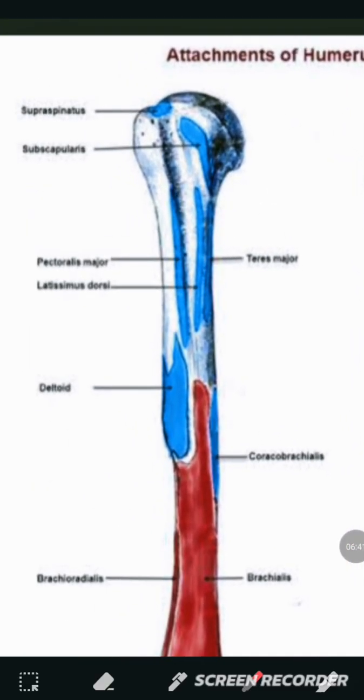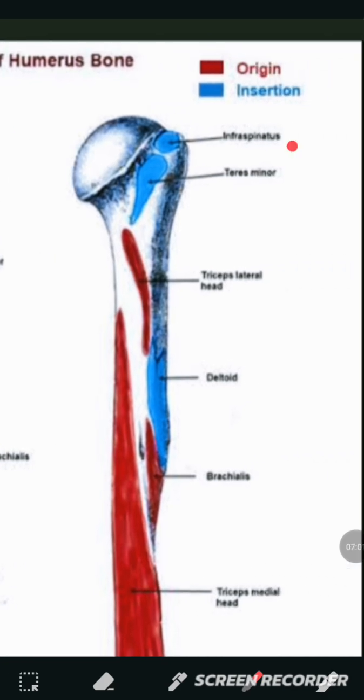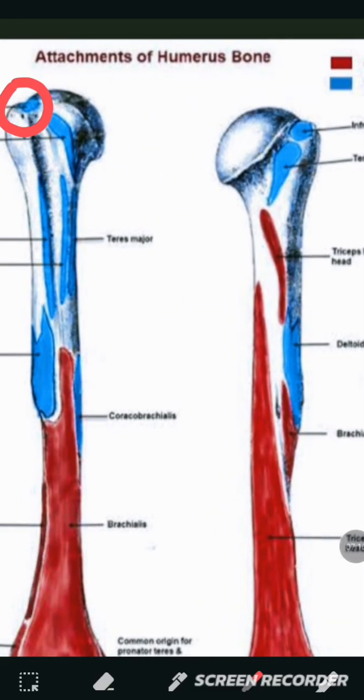First of all, the 3 insertions that are attached to the greater tuberosity. One is the supraspinatus. This is the insertion which is attached to the greater tuberosity. Similarly, we have another one, which is called the infraspinatus. These blue colors show the insertions. The infraspinatus is attached to the greater tuberosity, and the third one is the teres minor. This insertion is also attached to the greater tuberosity.